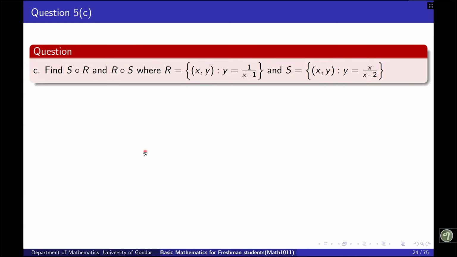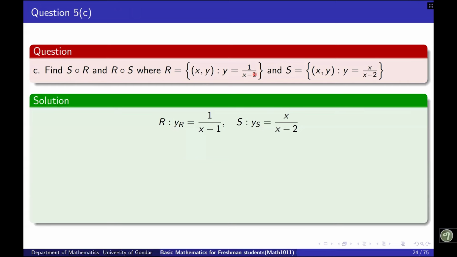The next one, that is question number 5. See again, S composite of R and R composite of S when R and that of S are given in formula. The first one, that is for S composite of R, we are given R to be the image of X under R could be 1 over X minus 1, and S, say that the image of X under S could be X over X minus 1.